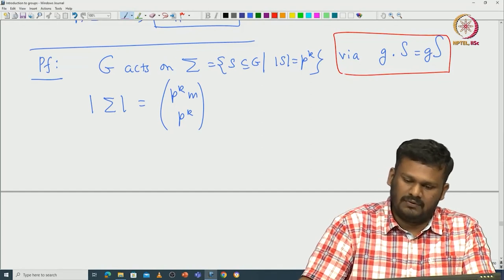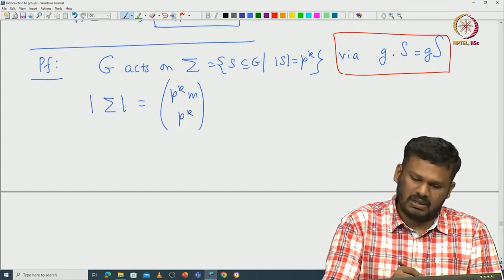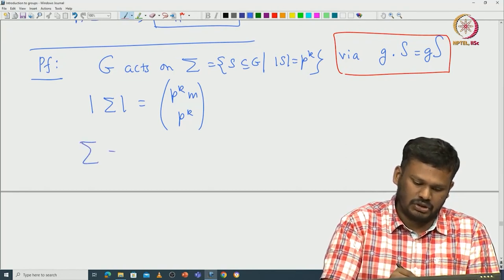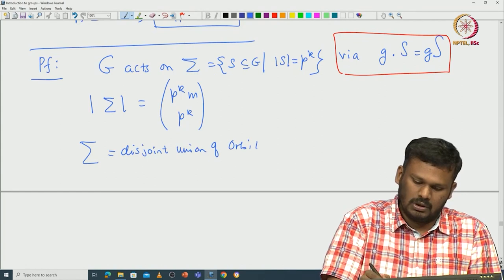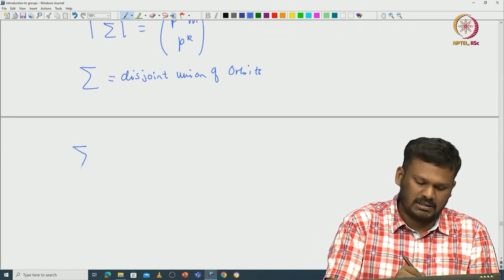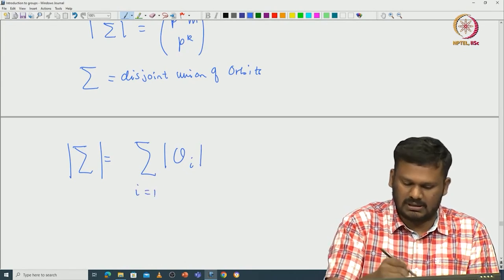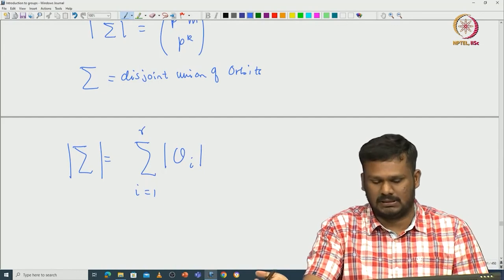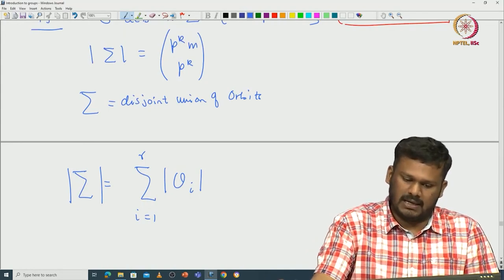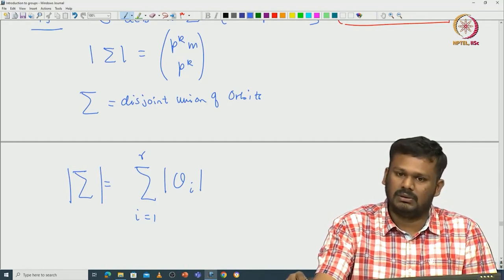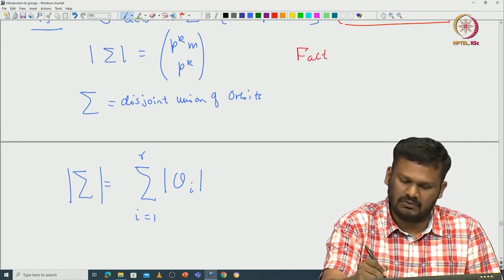Now you know that sigma can be partitioned into orbits. You can write sigma as a disjoint union of orbits. Using this orbit decomposition, the cardinality of sigma is the summation of the cardinalities of all the orbits, where the orbits run over, let us say, 1 to r. There are r orbits. Now you can see that p power k m choose p power k is indeed congruent to m modulo p. This I will check later. This is a fact we will verify in a minute.